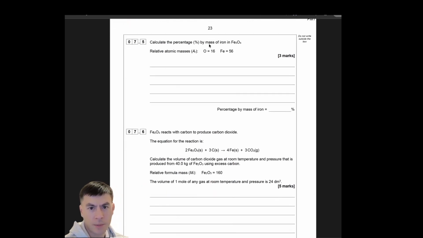Question 7.5. Calculate percentage by mass of iron in Fe3O4. Relative atomic mass. O is 16, Fe is 56. So I'm doing 56, Fe3 times 3.